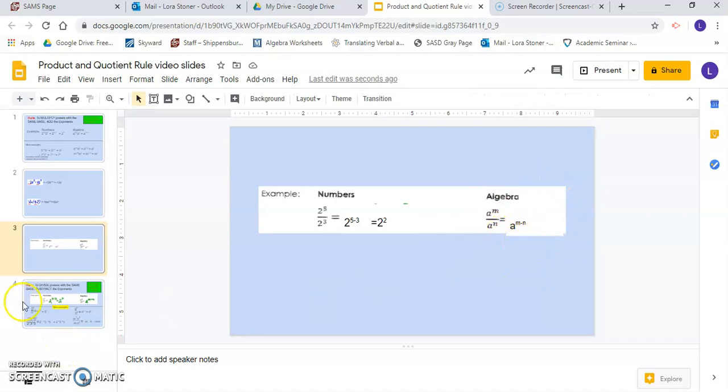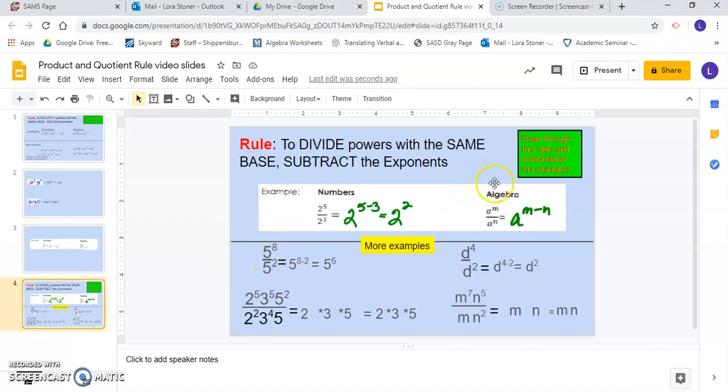So let's look at a couple more examples. You can see those examples are here again. Alright, so a few other examples I have here. This one, the base here is 5, so I put a 5. 8's my top number, so I put 8 first. I subtract 2. 8 minus 2 is 6, so I get 5 to the 6th power.